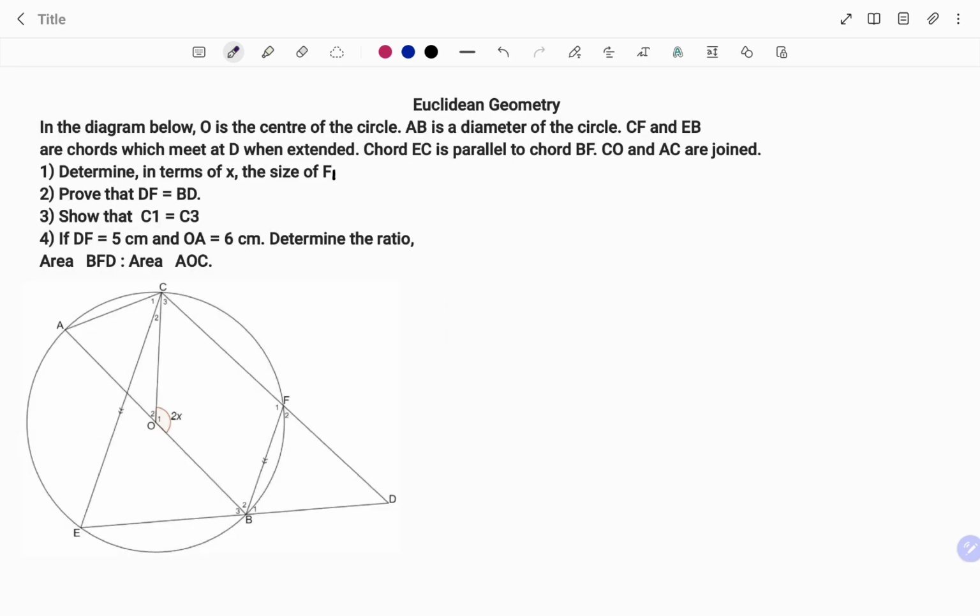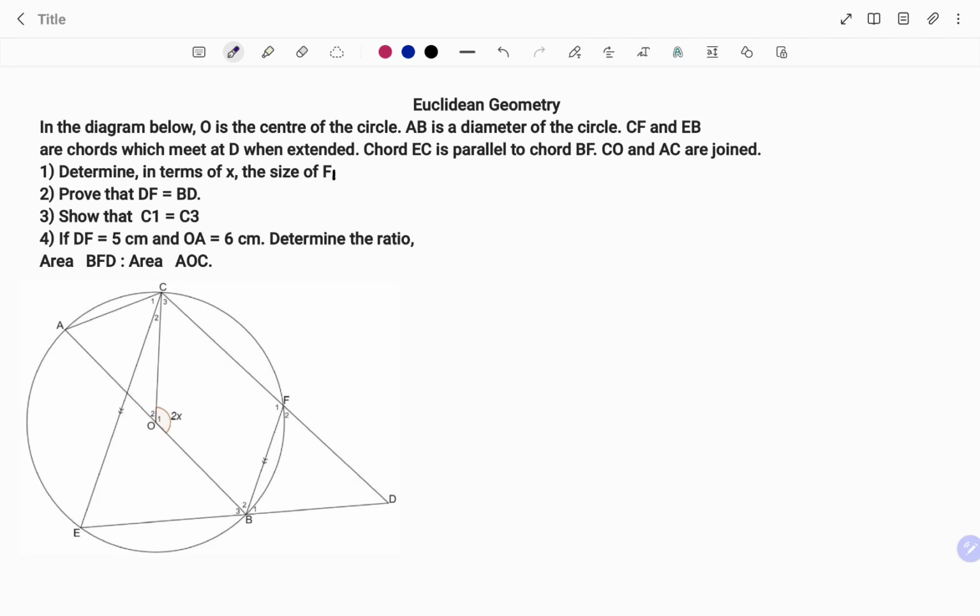In the first example, we have in the diagram below, O is the center of the circle, the line AB is the diameter of the circle, CF and EB are chords which meet at D when extended. Chord EC is parallel to chord BF, and the lines CO and AC are joined.